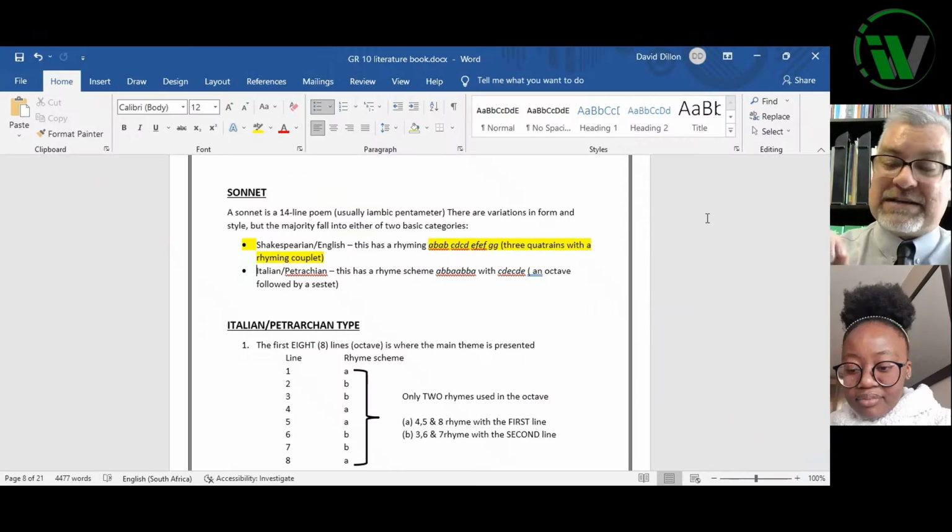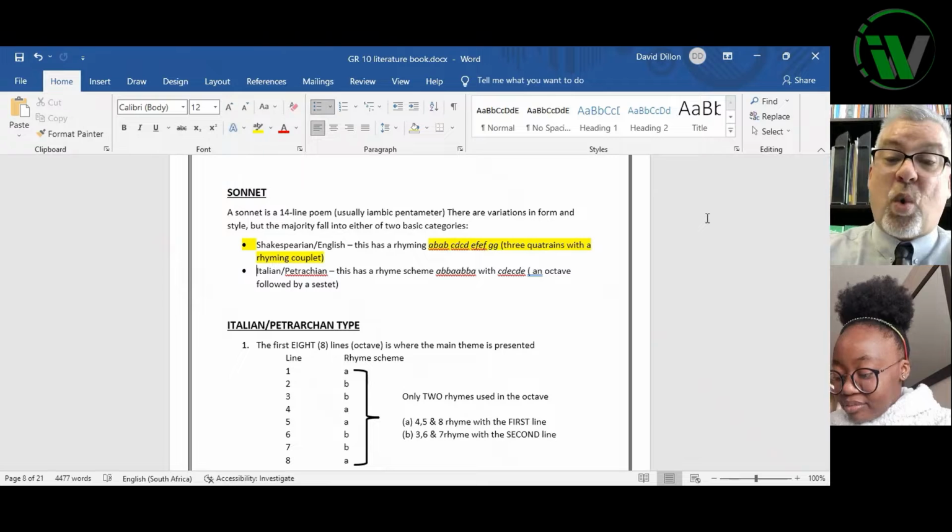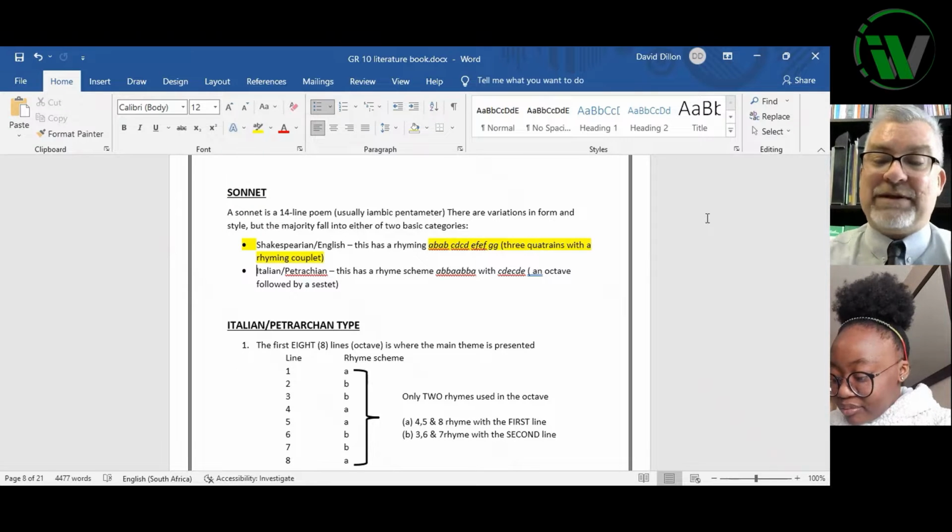So if in a test you are asked, what is a Shakespearean sonnet? How is a Shakespearean sonnet designed? What is the structure of an English sonnet? You can answer that by saying, it is made up of 3 quatrains with a rhyming couplet at the end.